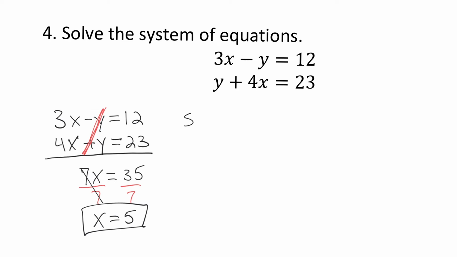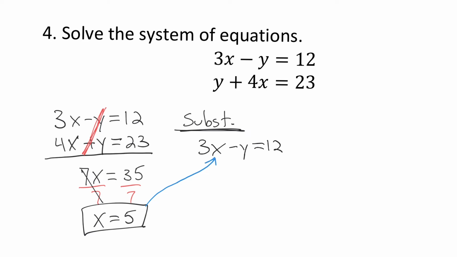So I'm going to substitute into one equation. I like the top. Like I said, I like to avoid big numbers. So I'm looking at 23, and I'm saying, no, I don't want to use 23. So I'm going to use the top equation. So we have 3x minus y equals 12. You substitute 5 into the x.